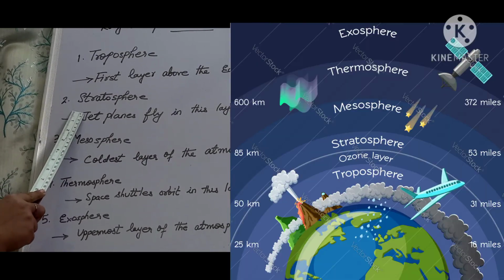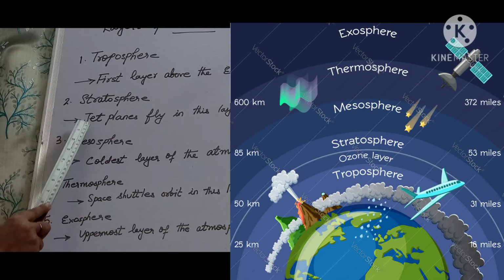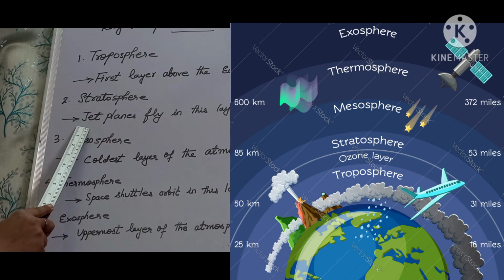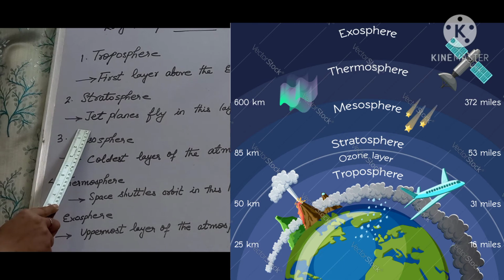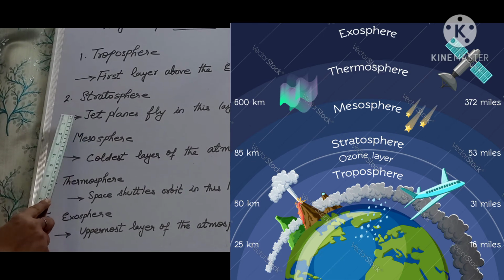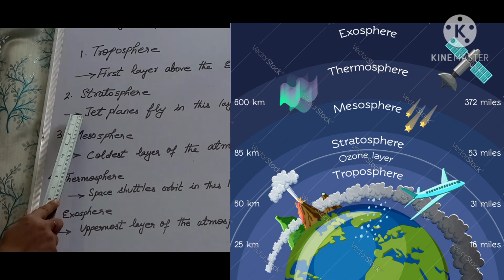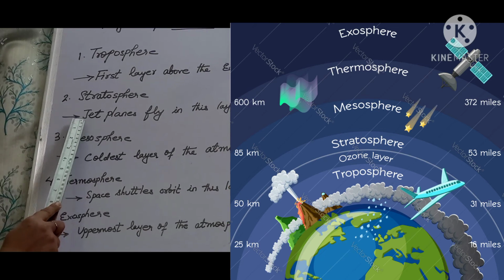Second layer of the atmosphere is stratosphere. Jet planes fly in this layer. This layer also contains the ozone gas. The ozone layer present in the upper part of the stratosphere absorbs harmful ultraviolet rays from the sun that can cause skin cancer.